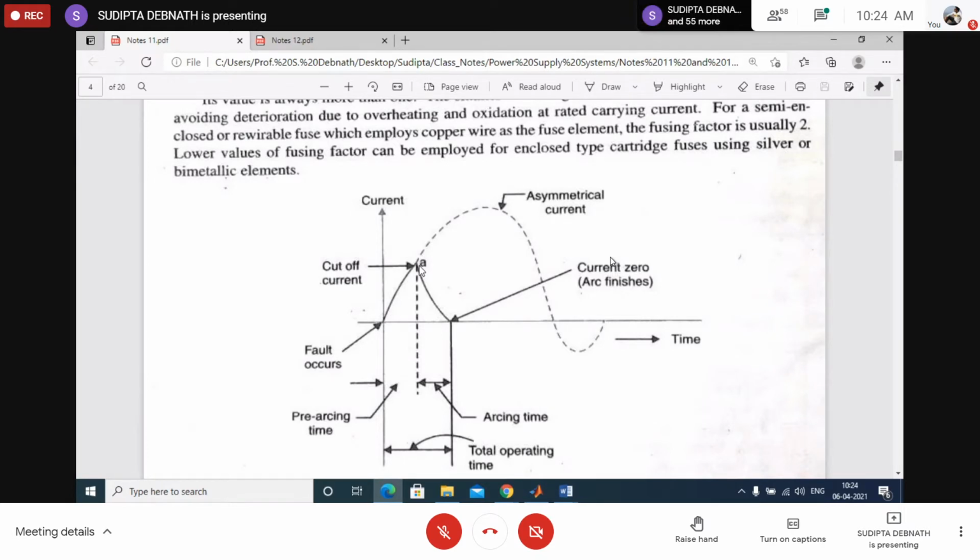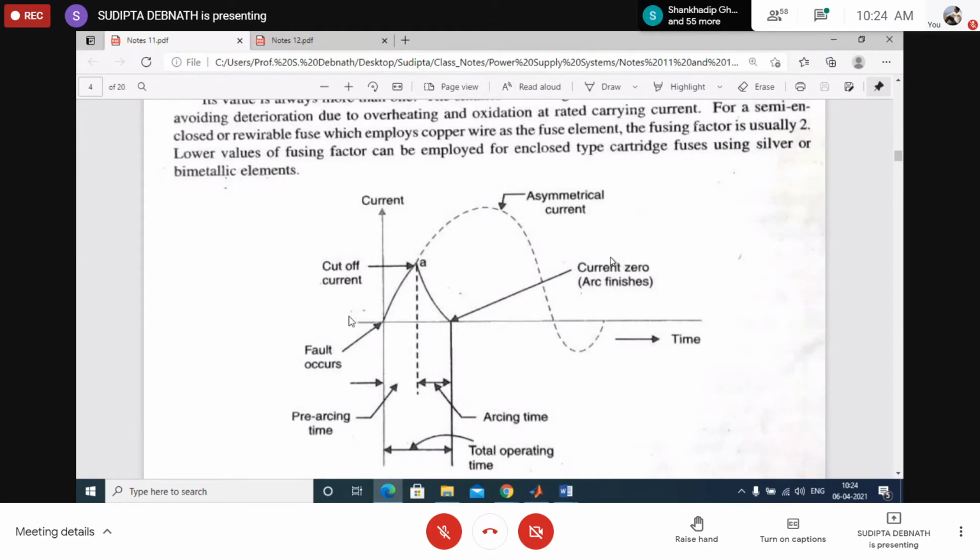An arc is established. We call an arc is established because the medium becomes conducting. Even when the fuse element melts, that medium becomes conducting, but a fuse normally interrupts current of very small value, so that arcing current is very small and automatically it dies down. Okay, so instantaneously the current is not zero, it decreases to zero after the arc is extinguished.